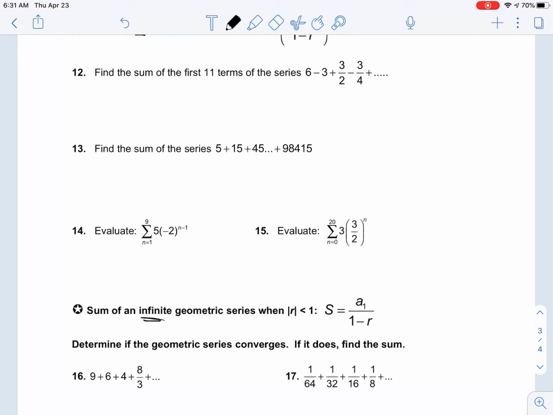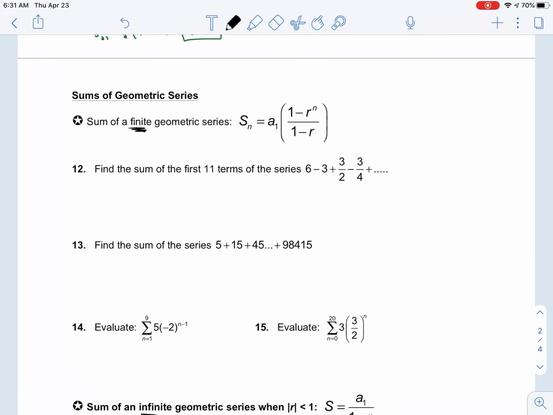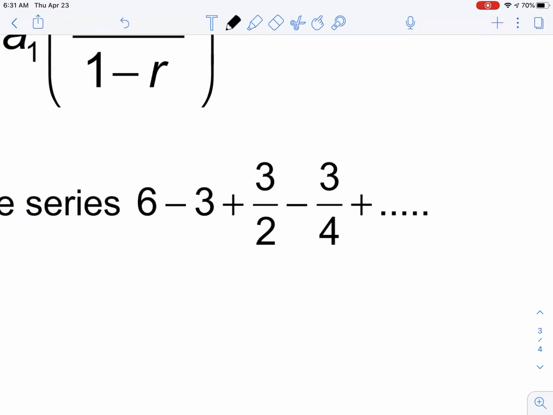We've talked about this idea of converging and diverging, and that's something you have to consider when you're looking at an infinite geometric series. So let's start with the finite ones. You're going to see this formula right here. So if I said find the sum of the first 11 terms, in order to use this formula, it needs to be geometric. So I need to make sure that I am multiplying by the same number each time.